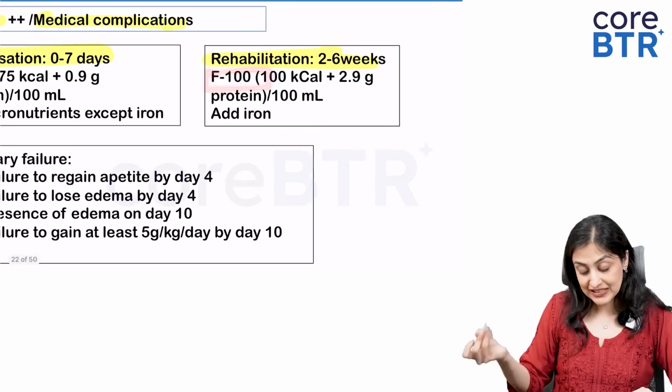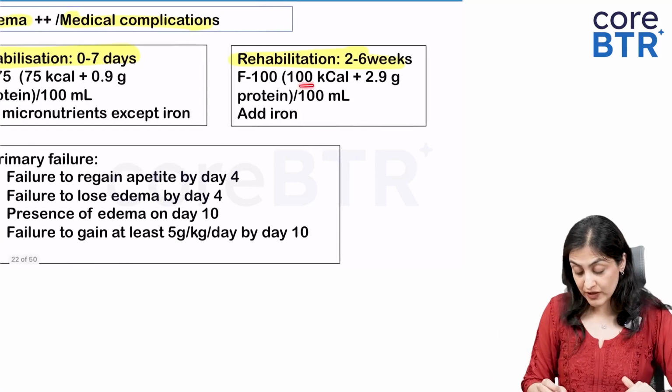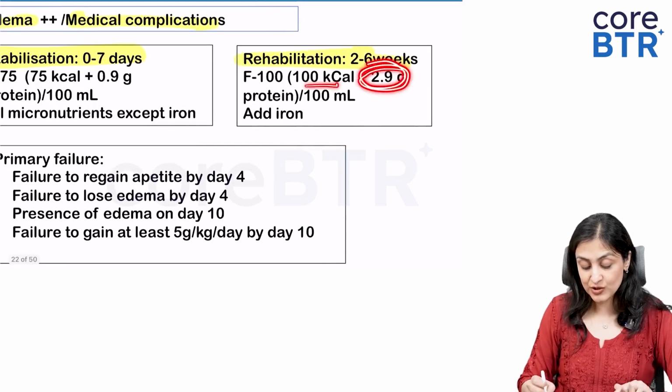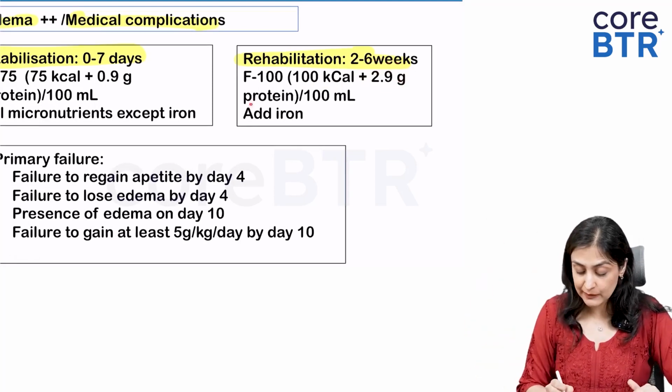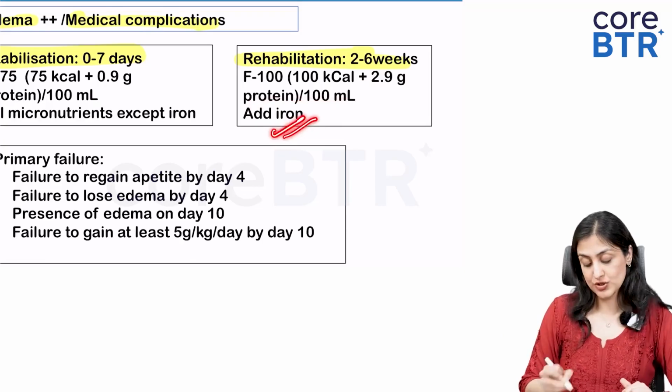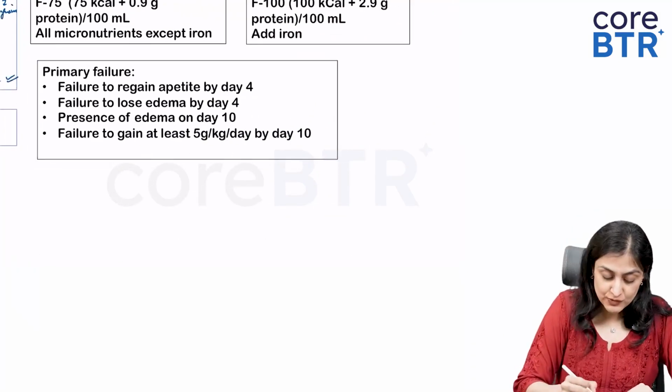Rehabilitation phase, now you increase it. So F100, which is 100 kilocalories, and you are going higher on protein now. So 2.9 gram protein per 100 ml, and you also add iron. This question was asked last year.